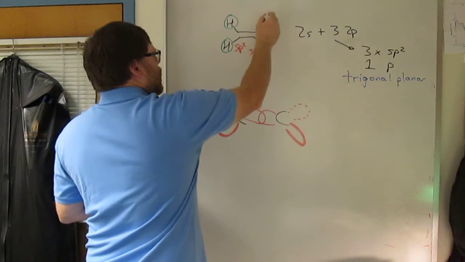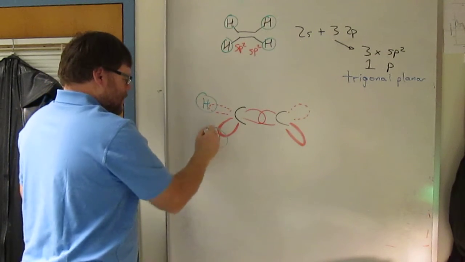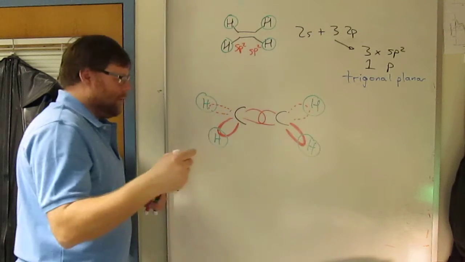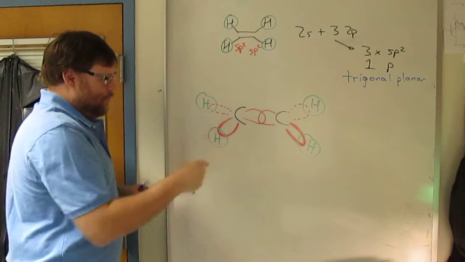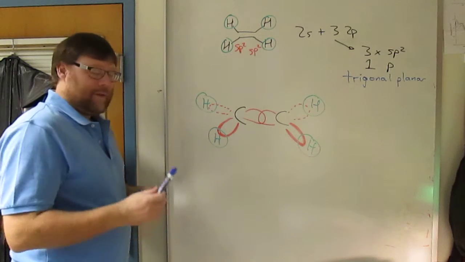The hydrogen atoms just have a 1s orbital. They can only ever make a sigma bond. That sigma bond is formed by the overlap of the 1s orbital on hydrogen with one of the sp2 orbitals on carbon. Alright, so you're left with that 1p.